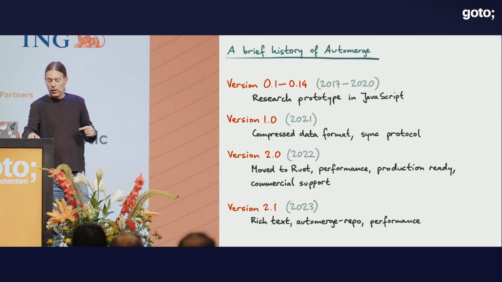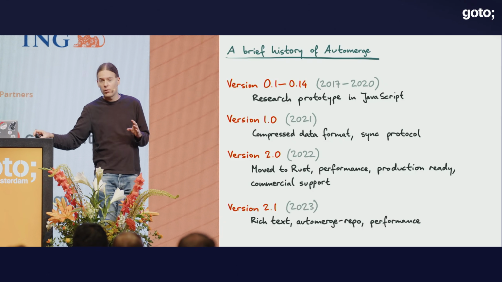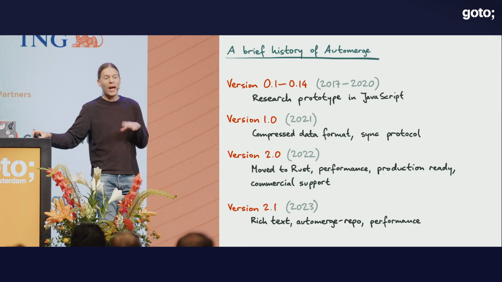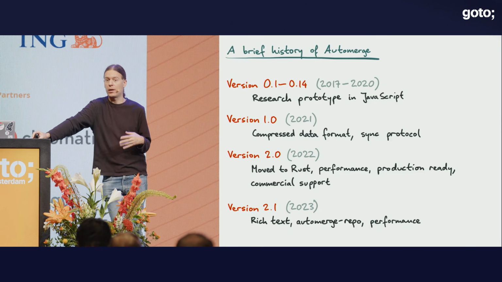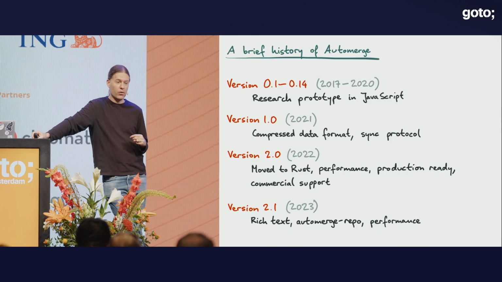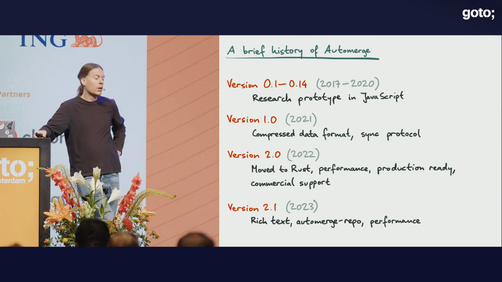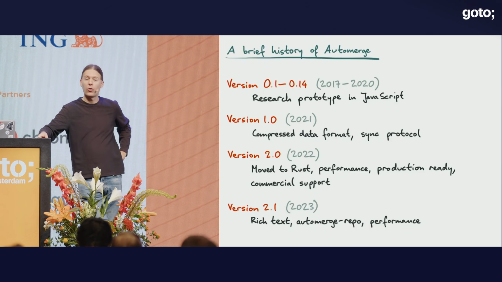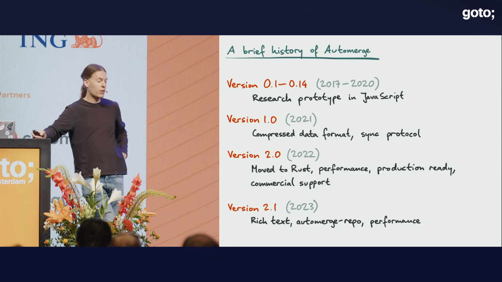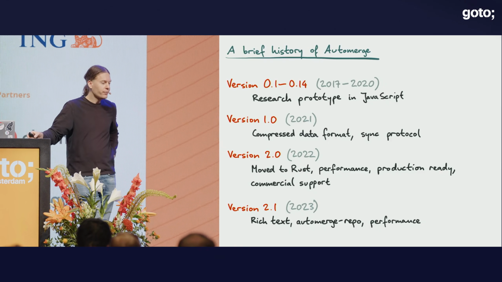And version 2.1, which should be coming out roughly any time now, adds a few interesting features. In particular, it adds support for rich text, that is, text with formatting. So this idea of Google Docs is moving ever closer. But you can use it for all sorts of other types of applications as well. 2.1 also adds support for Automerge repo, the storage and networking library that I mentioned, and further performance improvements.